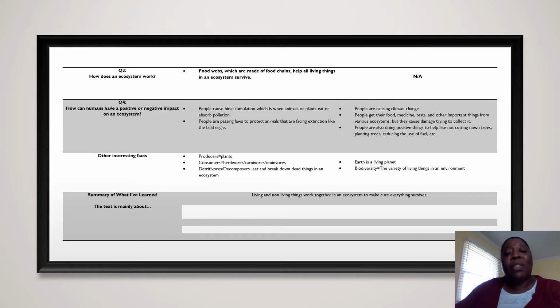So if I had to come up with a summary of what I've learned from both texts, and usually this is when we answer question words and do a question word summary, the sentence I came up with is, living and non-living things work together in an ecosystem to make sure everything survives. I think that pretty much sums up what both texts were mostly about. Would you agree? Okay, I'm going to give you a moment to turn to day 4.